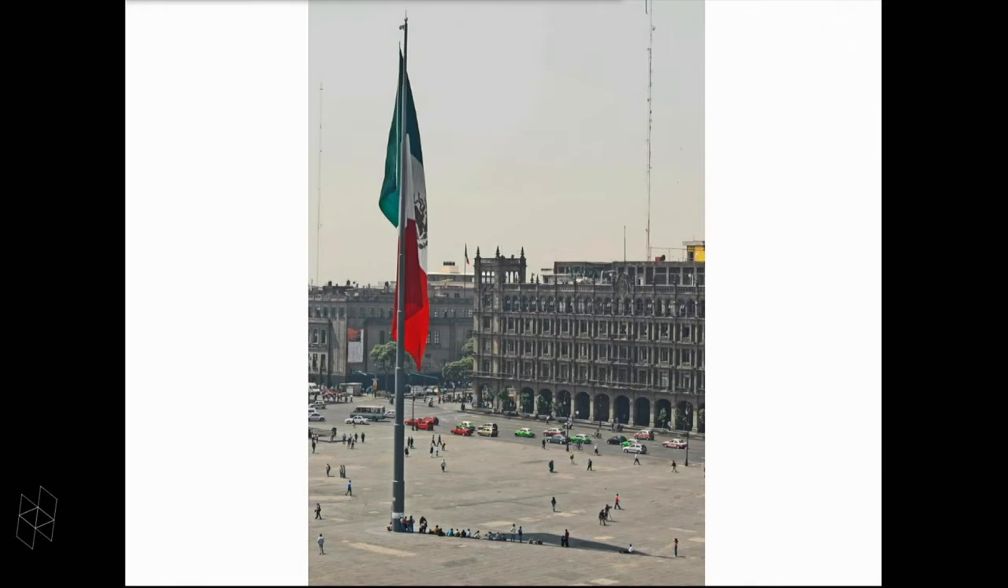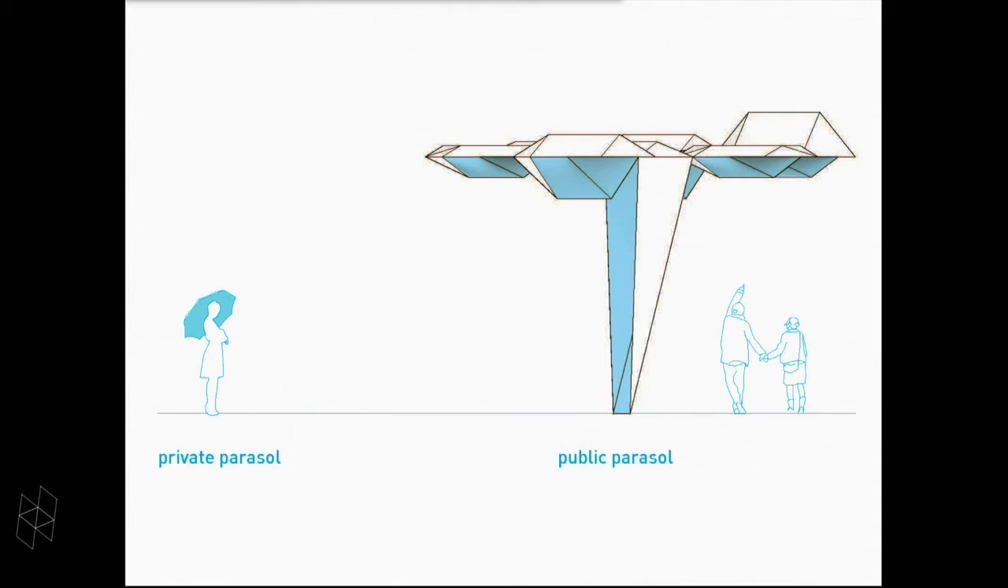Similar image to Sylvia's, we were struck by these guys lining up in the shadow of the flag in Mexico City. But we thought, this is so interesting. People gather in the shade. And how do you make place? In Phoenix, you have to make shade. And so we designed this parasol as a kind of shade maker. But not just a shade maker, actually a shadow maker.